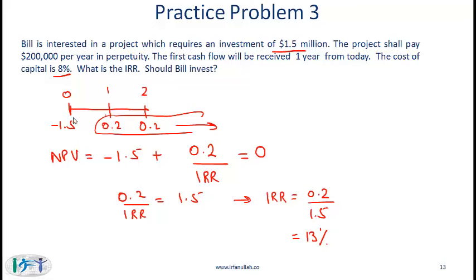The NPV therefore is minus 1.5 plus the present value of the perpetuity, and the IRR is the rate, which essentially makes NPV equal to 0. You do some basic algebra and end up with IRR equal to 13%. The next question is, should Bill invest? And the answer is yes, because the 13% IRR is greater than the 8% cost of capital.